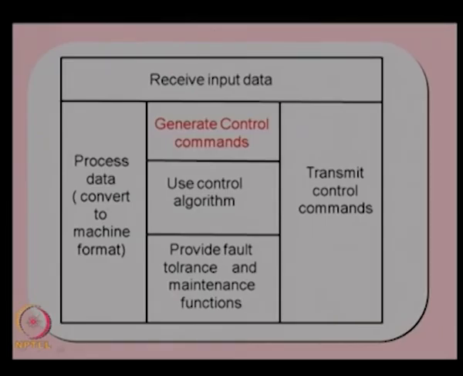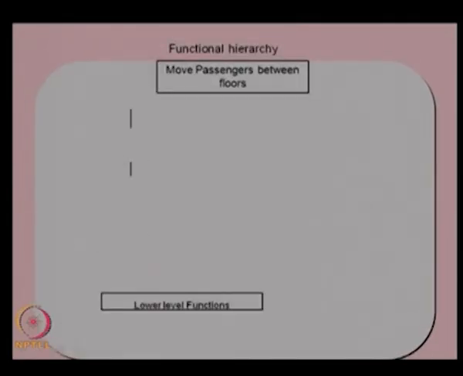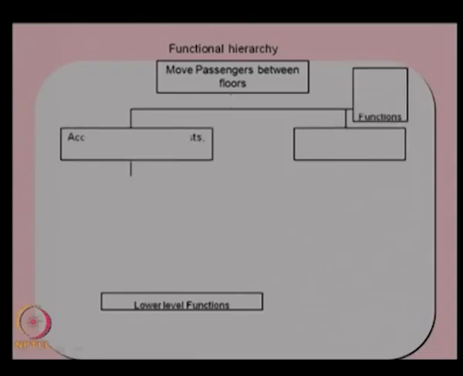We can take the transmit control commands as a function, again divide that into 5 functions, and then go for these 5 functions and again divide them. Like that we can keep on dividing or decomposing the functions till we reach the lowest level function, and then that actually completes the functional decomposition. And once we have this functional decomposition, what we will try to do is to create a functional hierarchy.